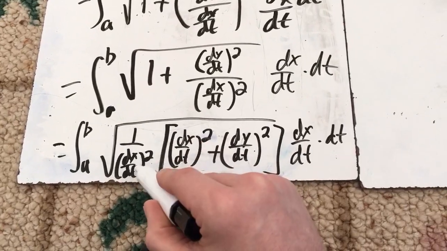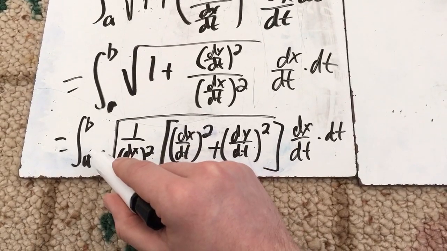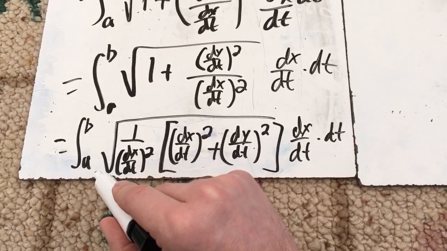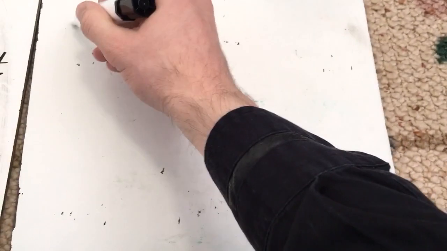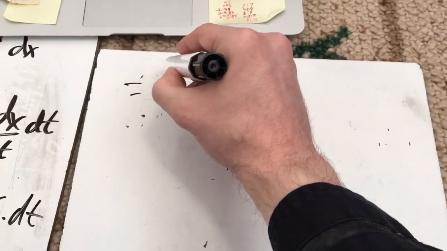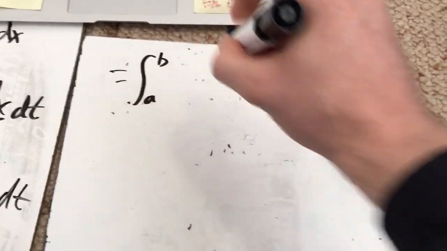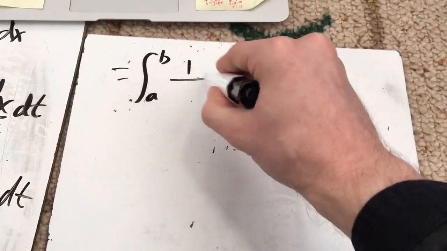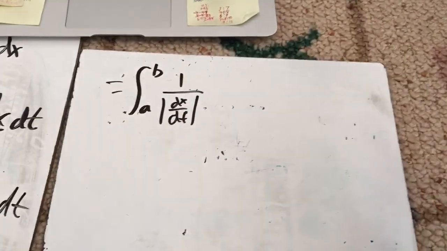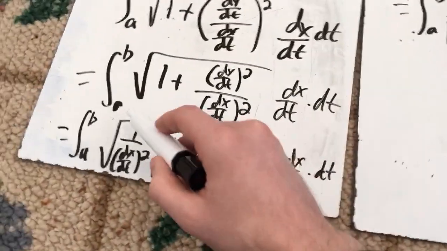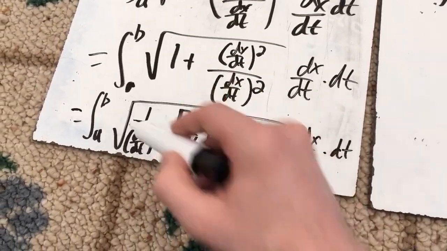So I can take the square root of that and move it to the outside. That would leave me with 1 over dx/dt. But because it's inside a square root, it's going to be positive. So we'll write this as equal to our integral from a to b of 1 over dx/dt, but the absolute value of that, because if we're taking the square root of that thing in front, then it'll end up being positive naturally.